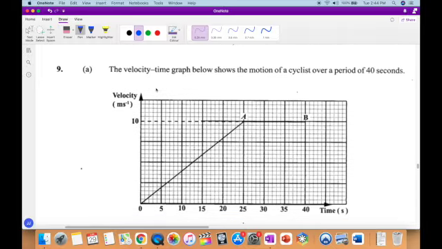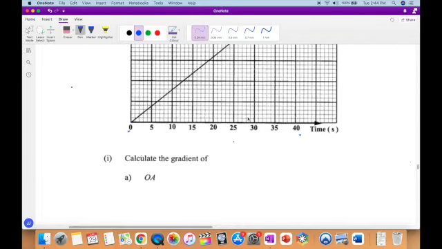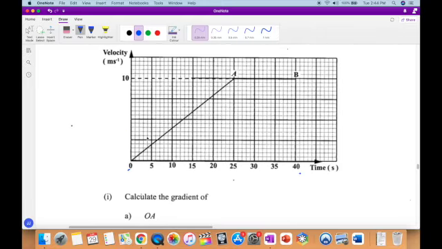So in section 2 now, we have a velocity time graph below. It shows the motion of a cyclist over a period of 40 seconds. So I can see the 0 to 40 seconds here, and this is 10 up there. So calculate the gradient of OA. So OA in terms of gradient, we could do y2 minus y1 and all of that madness, but remember we could just do vertical rise over the horizontal shift, rise over run, right?